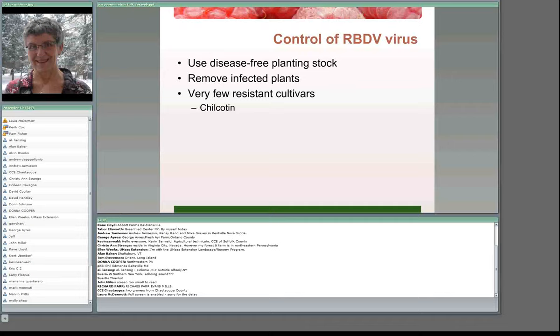There's very few resistant cultivars to raspberry bushy dwarf virus. The variety Chilcotin apparently is resistant. This is a variety that's grown mostly in the Pacific Northwest. It's not very winter hardy in Ontario. And there are strains of the raspberry bushy dwarf virus apparently which can break through the genetic resistance of these raspberries.